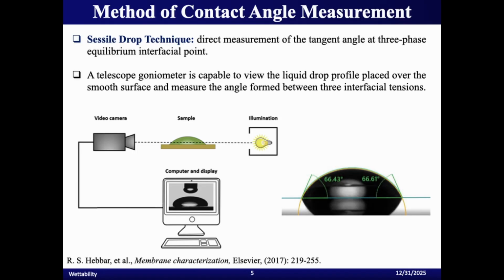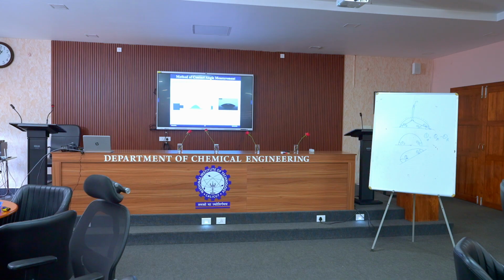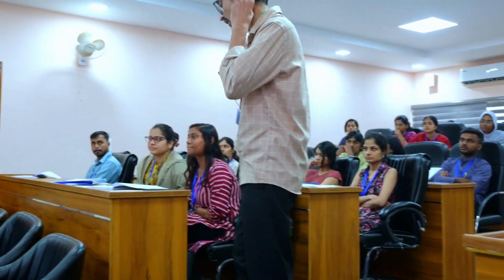So the question is how we can measure this. It is a very simple technique: you put a drop, you put a camera and one light source, and measure the contact angle. That tells you whether the surface is wettable, hydrophilic, hydrophobic, or super hydrophobic. What kind of surface is it? It is hydrophilic. The angle is written there; I should have removed that.